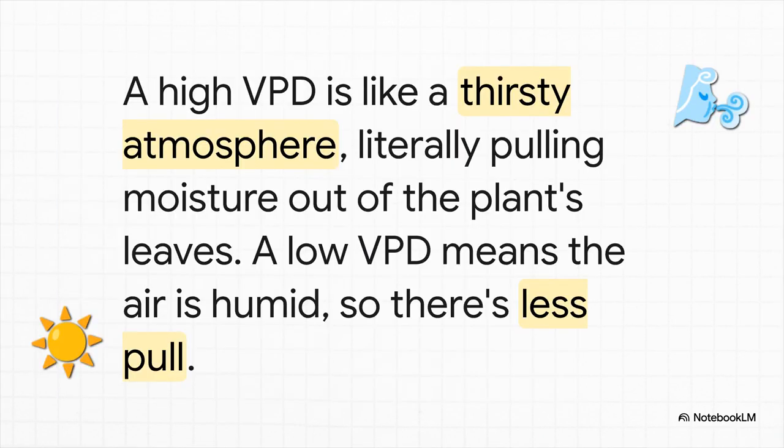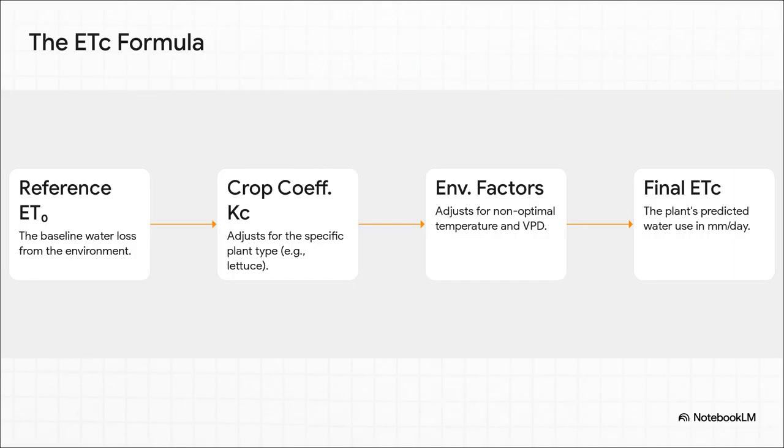So think of it this way. A high VPD means the air is super thirsty. It's literally yanking moisture out of the plant's leaves. That whole process is called transpiration. On the flip side, a low VPD means the air is already pretty humid, so that pulling force is way, way weaker. So how does the code actually turn all this into a number? Well, it uses a process that's based on a famous and pretty complex equation called the Penman-Monteith equation.